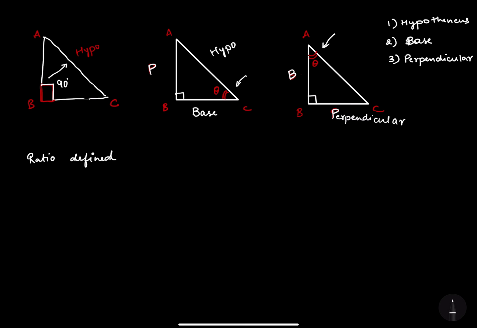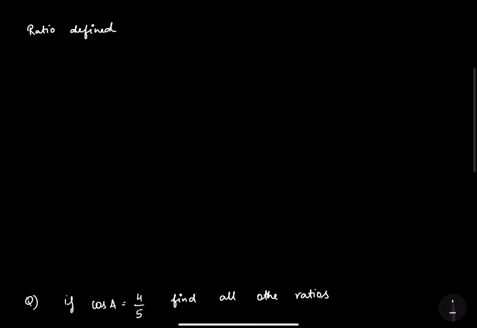Hopefully you have understood. Now we've pretty much cleared up how to tell which is base, which is perpendicular, and which is hypotenuse. Now let us start with the ratios. With those three sides, hypotenuse, base and perpendicular, for an angle theta (theta is a symbol used here), we can compare the sides, or we can take the ratio of the sides.